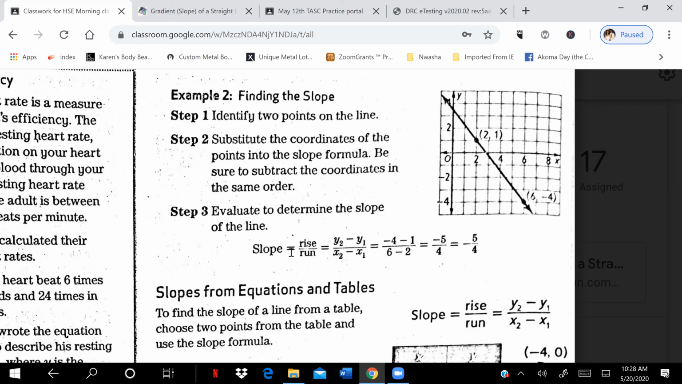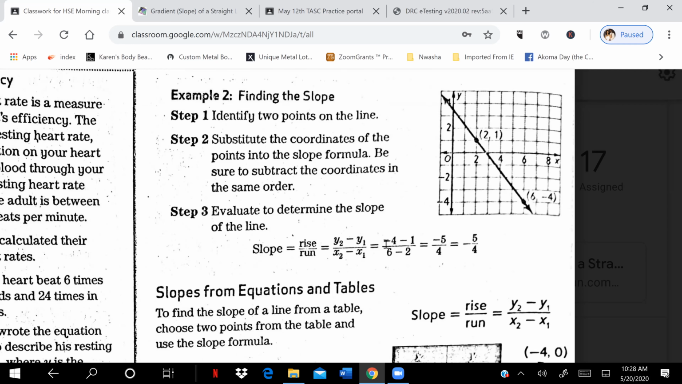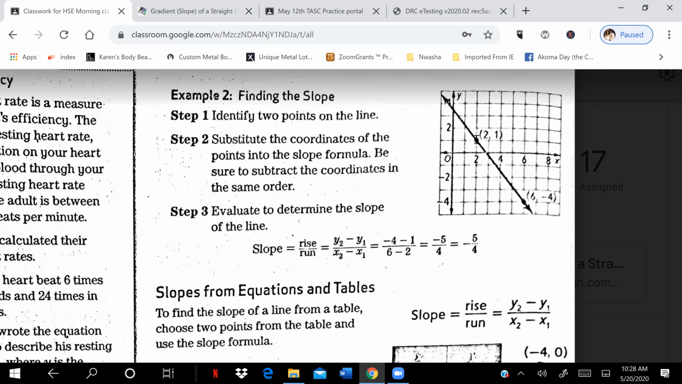In this case, you had to just evaluate. So they're saying the second y minus the first y. So this is the first one because we're reading from left to right. So the -4 minus 1 are the 2 y's. The 6 minus 2 are the 2 x's.